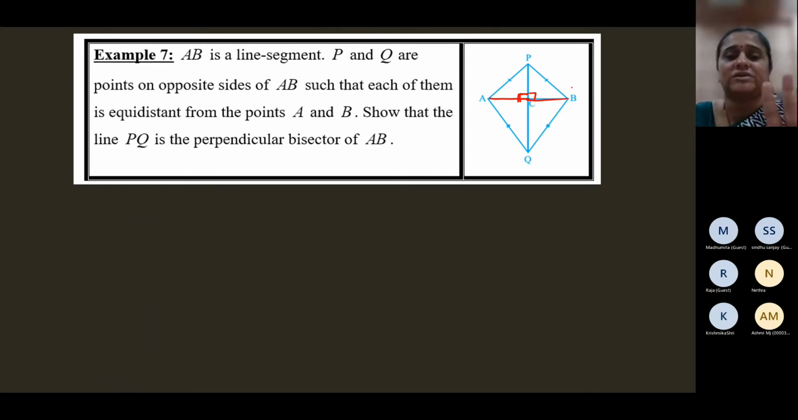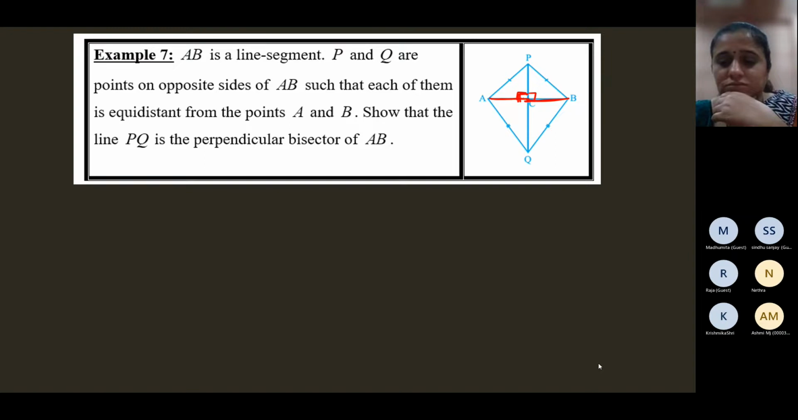So we have to prove two things. PQ is perpendicular to AB, so 90 degrees. Then we'll have to show that PQ bisects AB. So we proved that AC is equal to BC, so PQ bisects AB. So from these two results, PQ is the perpendicular bisector of AB.